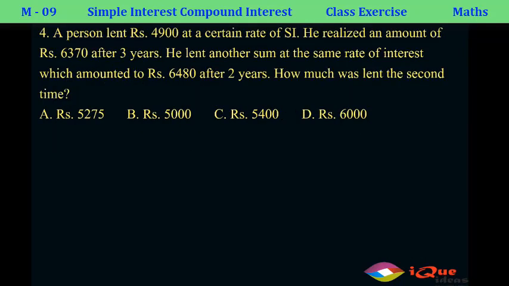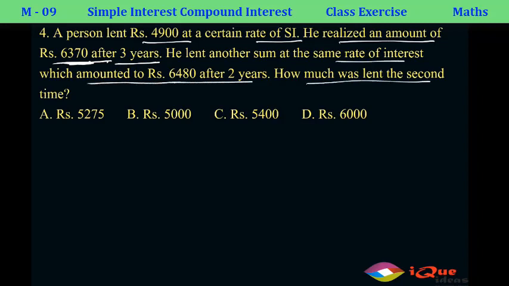Now this question says, a person lent rupees 4,900 at a certain rate of simple interest. He realized an amount of rupees 6,370 after 3 years. That means his total amount that he received is 6,370. That means the 6,370 is the final amount. That is principal plus interest. He lent another sum at the same rate of interest, which amounted to rupees 6,480 after 2 years. Alright. How much was lent the second time?